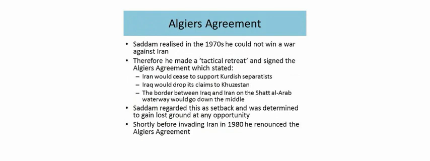The Algiers Agreement states that Iran would cease to support Kurdish separatists, a win for Saddam, but Iraq would also drop its claims to Khuzestan, a loss for Saddam, and a win for the Iranians. The border between Iraq and Iran down the Shatt al-Arab waterway would go down the middle, or the deep water mark, and this meant that both countries could equally share the straits. Saddam regarded this as a setback, but was determined eventually to gain the lost ground at the first opportunity. And shortly before invading Iran in 1980, he renounced the Algiers Agreement as a precursor to war.